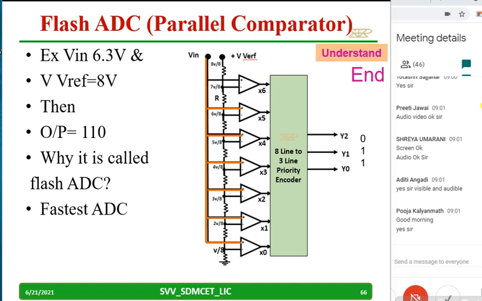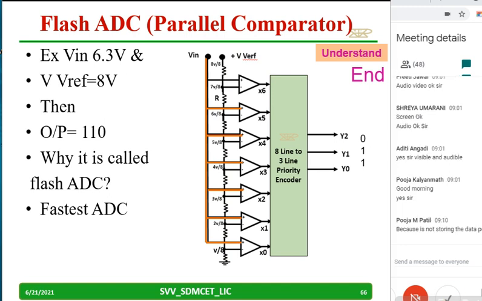Anybody want to say why it is called a flash ADC? All of you know what flash means. Why is it called a flash ADC? And it is the fastest ADC. Very good. Patil is saying something, that it is not storing the data permanently. Okay, saying something is better than always saying nothing. Thank you, Pooja.